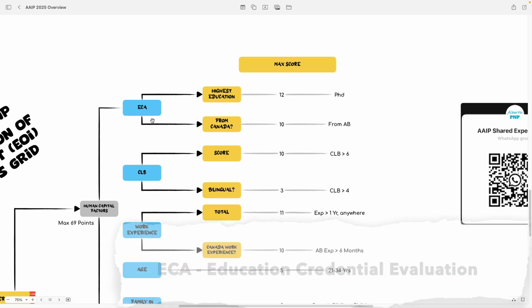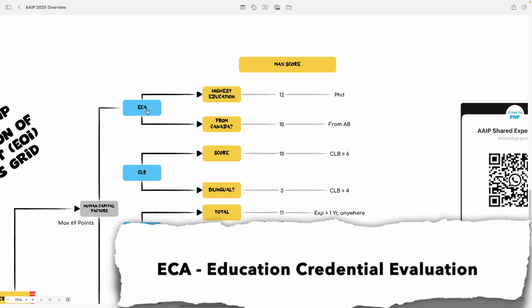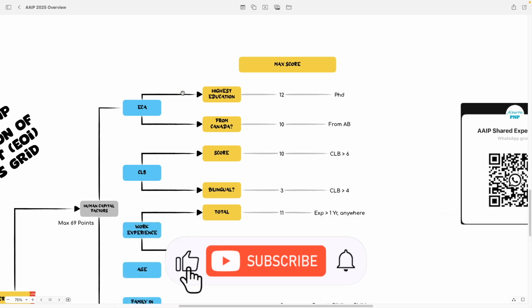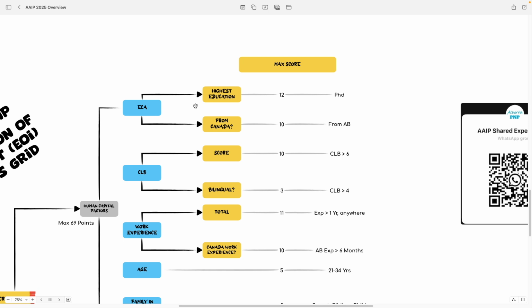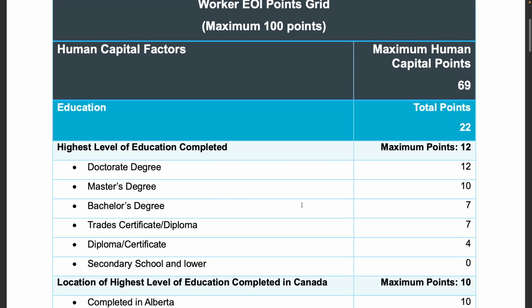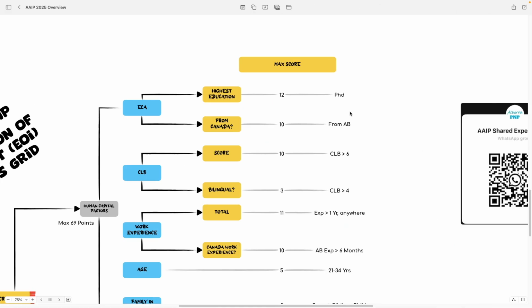ECA, or your education qualification assessment, will have 2 factors. One factor is based on your highest education. No matter in which country you have taken your education, your highest education gets awarded up to a maximum of 12 points. For example, let's go back to the official documentation. If you have done a master's, you get 10 points. If you have done a bachelor's, you get 7 points. This first factor, which assigns you 12 points, doesn't look at the location. So this could be completed anywhere in the world.